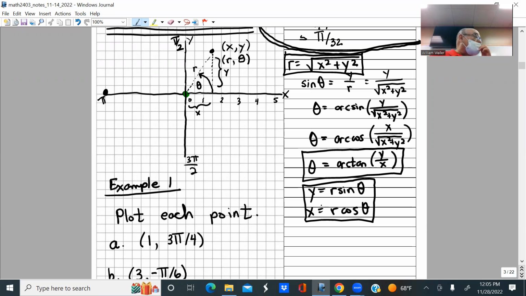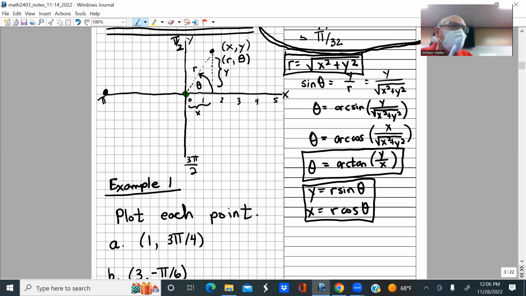So if you know the rectangular coordinates for a point, the x and y coordinates, you can convert those to polar coordinates. How do you compute the r value? Well, the r value, that is the distance away from the origin, is just the square root of the x coordinate squared plus the y coordinate squared. That's just the distance formula, or you can also think of it as the Pythagorean theorem if you want to. So it's easy to compute the r value.